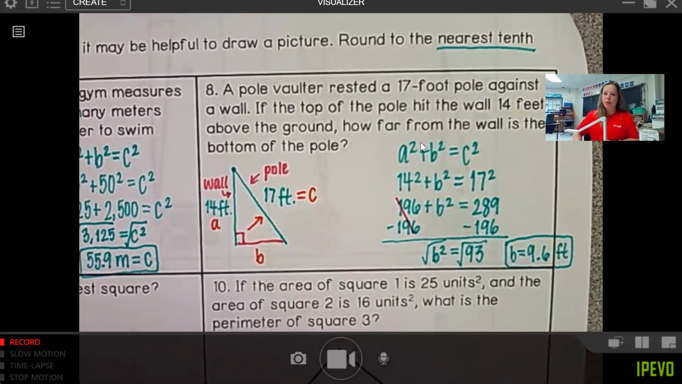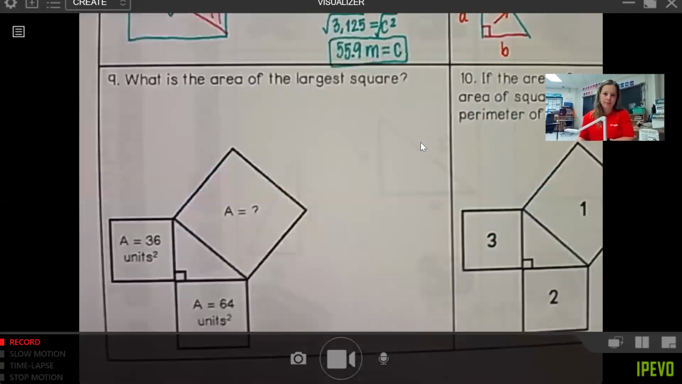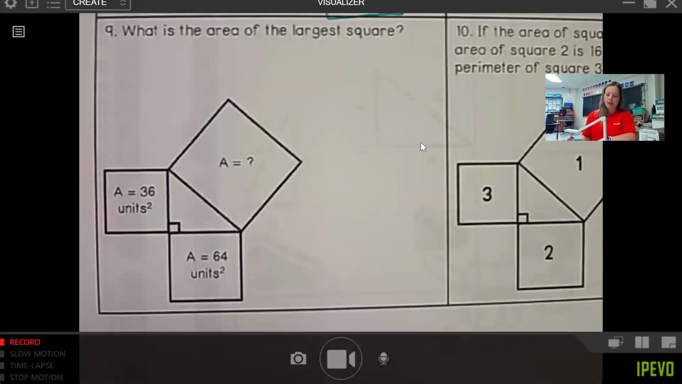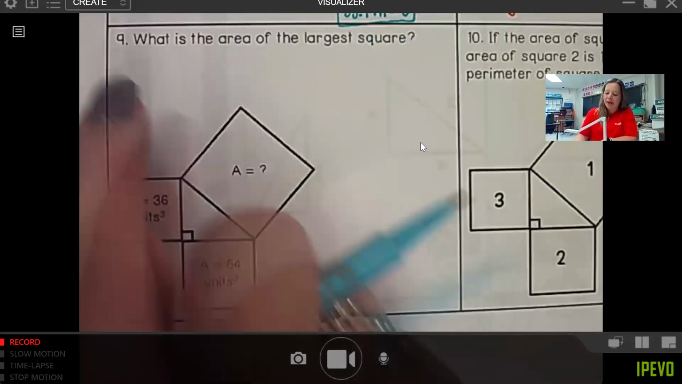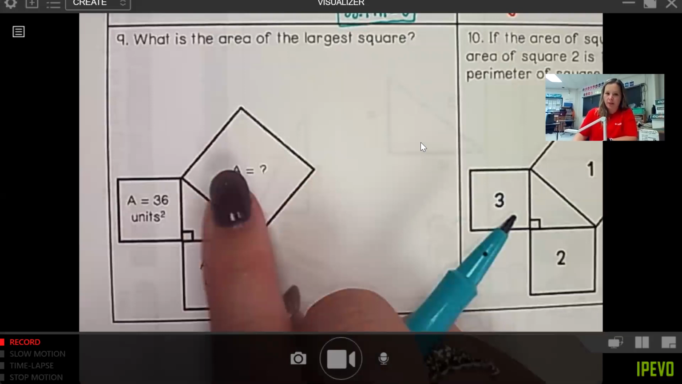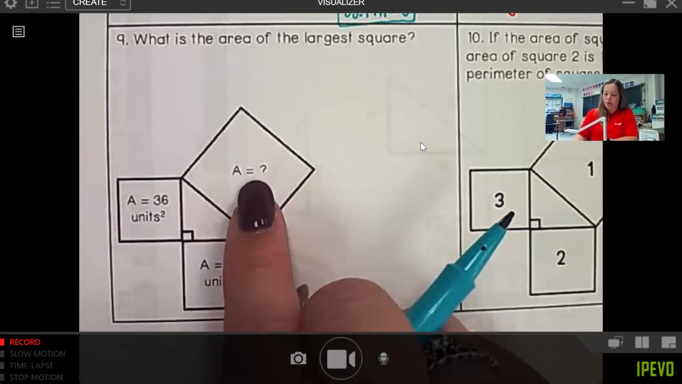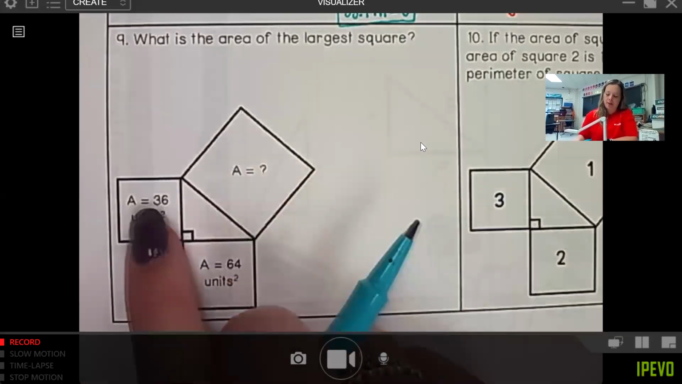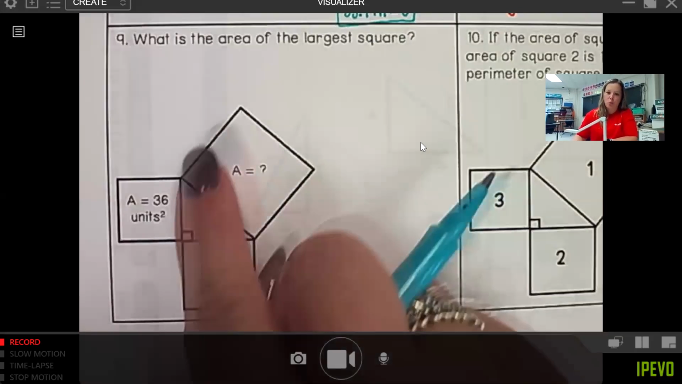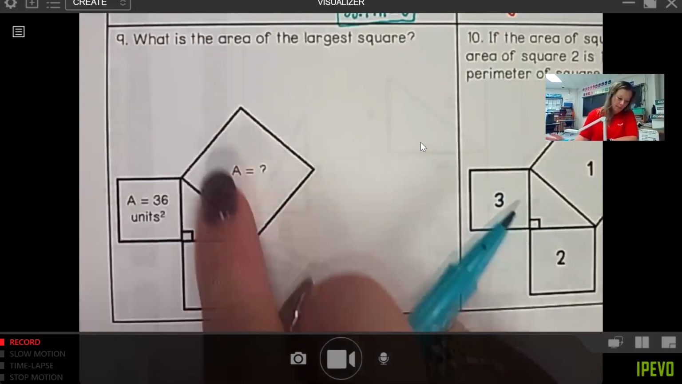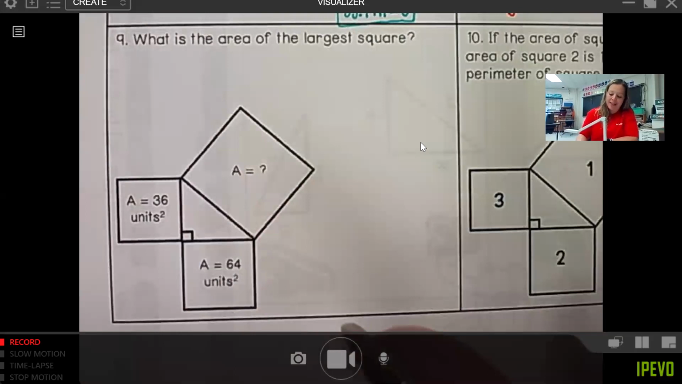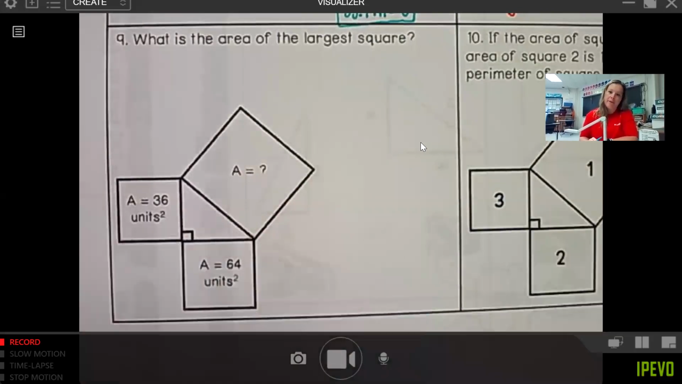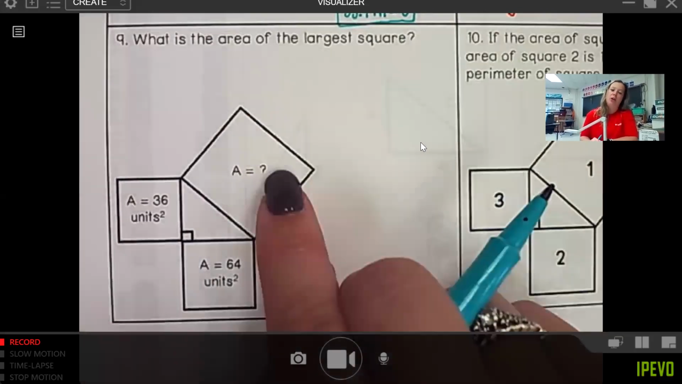Number 9, 2 more examples. Okay. The pictures are drawn for us. It says, what is the area of the largest square? Okay. So we know 2 of the squares, and we want to look for the third square. I can figure out the area. If you add together the area of the 2 smaller squares, it will equal the area of the largest square.